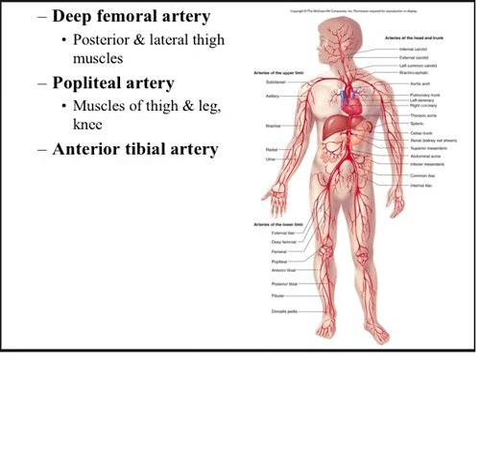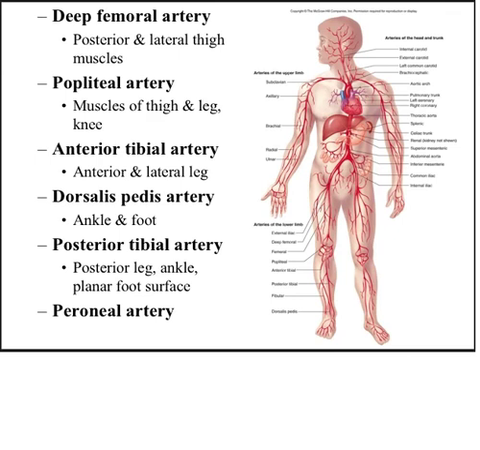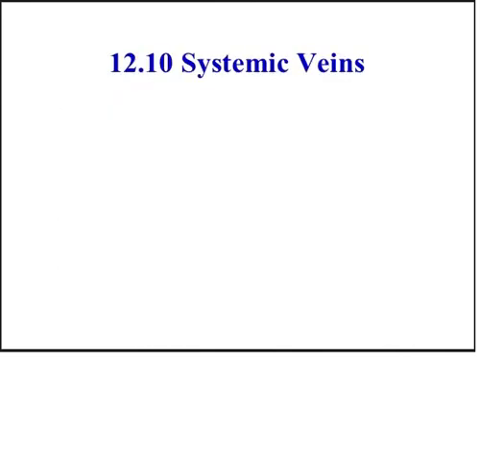The anterior tibial artery runs in front of the tibia and supplies the anterior and lateral leg, while the dorsalis pedis artery runs across the top of the foot and supplies the ankle and the foot. Posterior tibial runs behind the tibia and supplies the posterior leg, ankle, and plantar foot surface. That's the sole of your foot. The peroneal artery supplies the lateral leg muscles. Sometimes you call this the fibular artery, which I prefer since it more accurately describes the location.